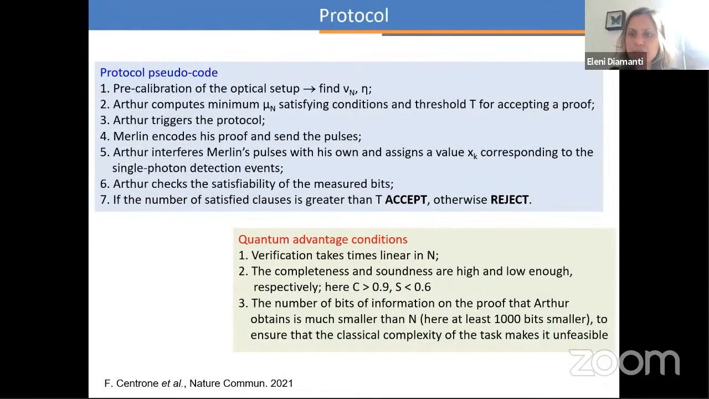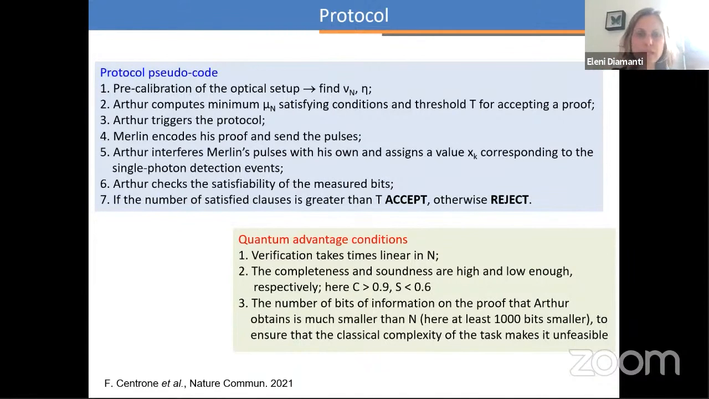It is extremely important to properly define your protocol. You need to calibrate, and you need to first make sure that Arthur and Merlin agree on when the proof is going to be accepted. You need to find the visibility and transmissivity values that are going to be used for the protocol, and the average number of photons per pulse, which is pretty low in these systems. You need to assign that as well.